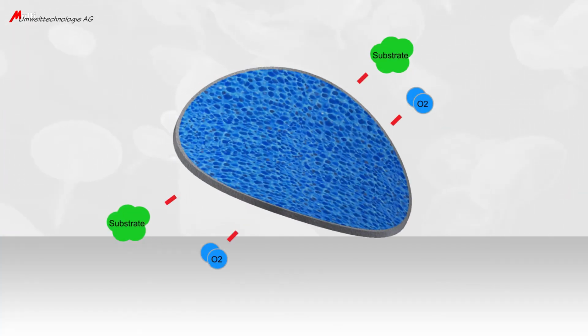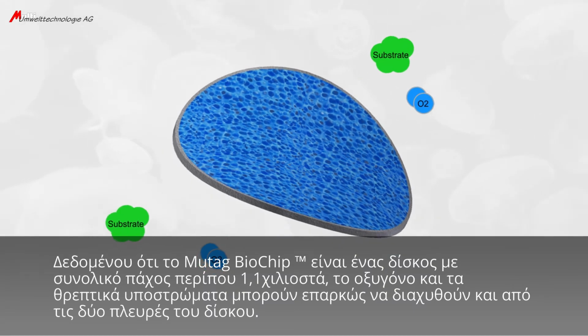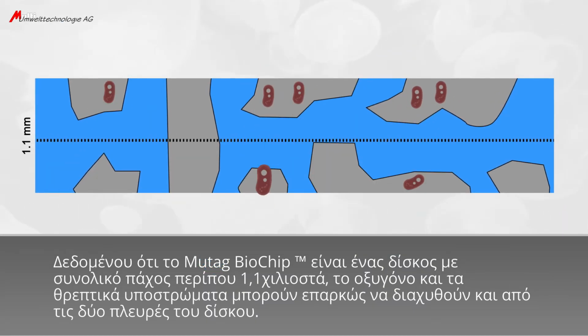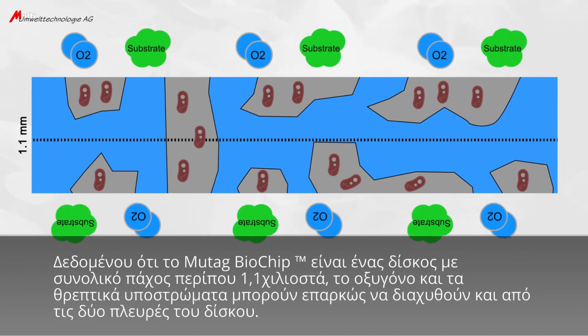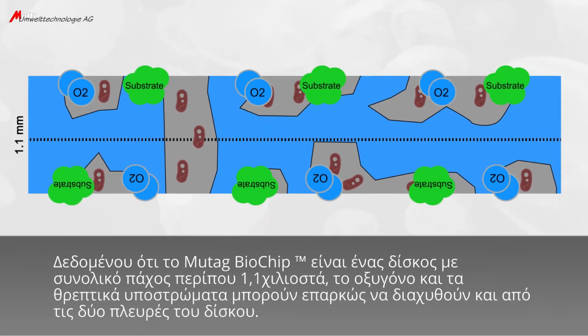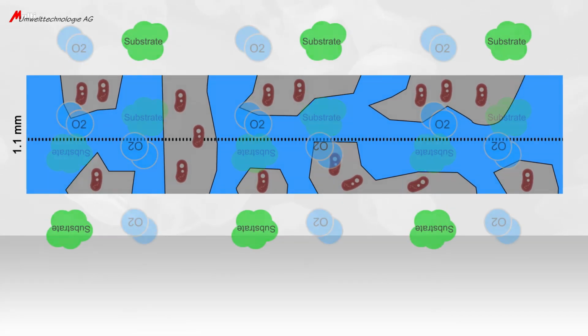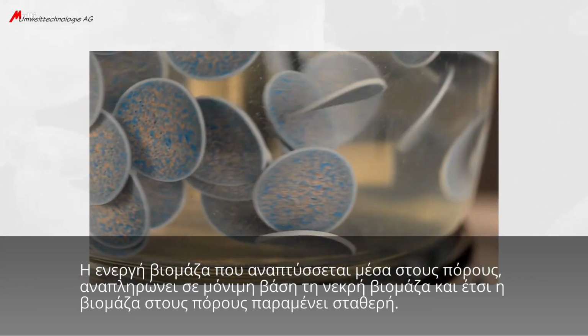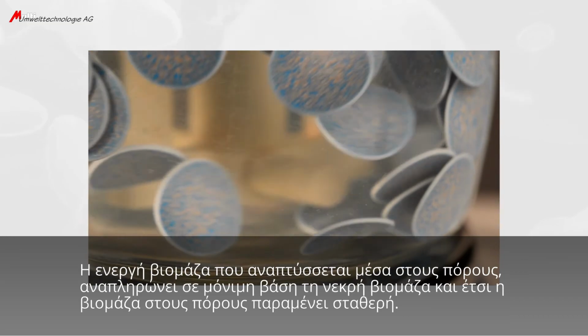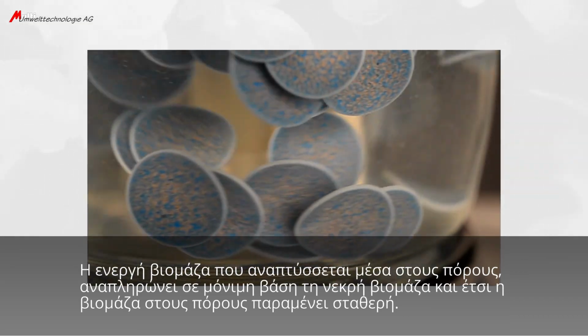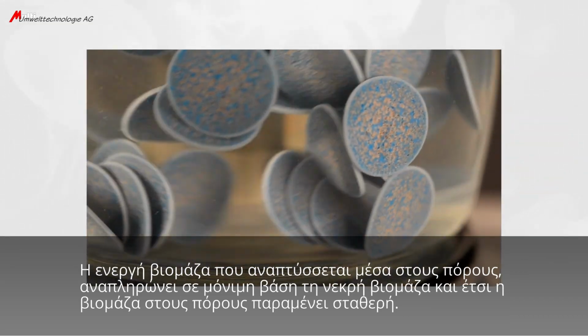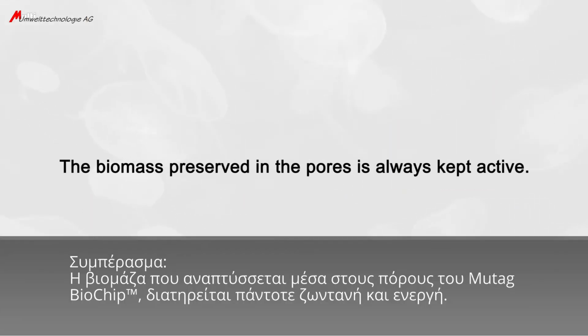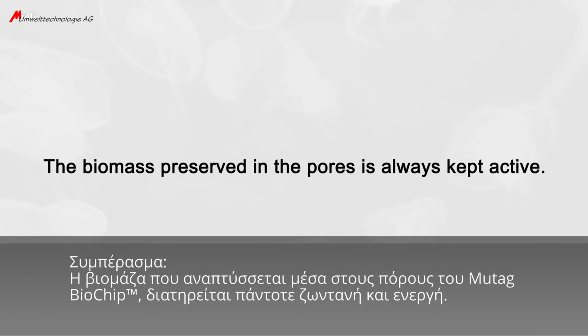Since the Mutag biochip is a disc with a total thickness of approximately 1.1 mm, oxygen and substrates can sufficiently diffuse from both sides of the disc. The active biomass in the pores is permanently superseding any dead biomass due to its growth. Thereby, the biomass in the pores remains constant. Conclusion: the biomass preserved in the pores is always kept active.